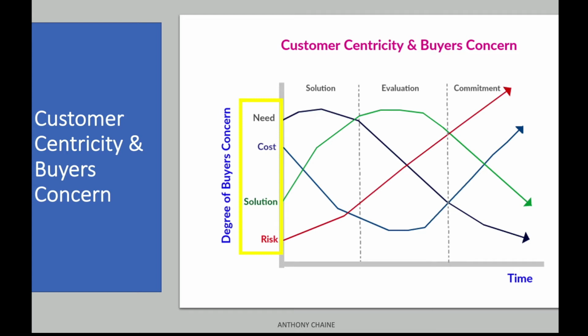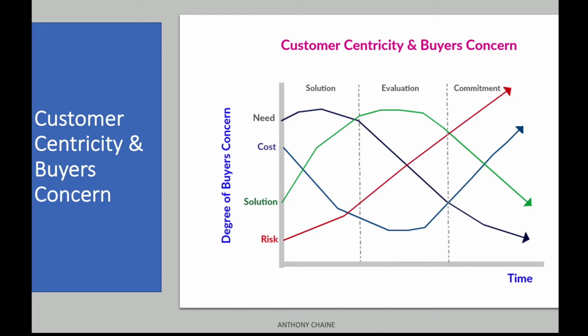Rackham stated that during the solution phase, the first column, when you buy a home, your need is high. You need a home to get out of your renting position. The solution line starts gaining momentum as you become more focused on finding a home. You start thinking, what can I get to solve the problem I am in? Look at the cost line. It's not a major concern at this stage. Risks are minimal. They start growing a little, but it's still not one of your main concerns.